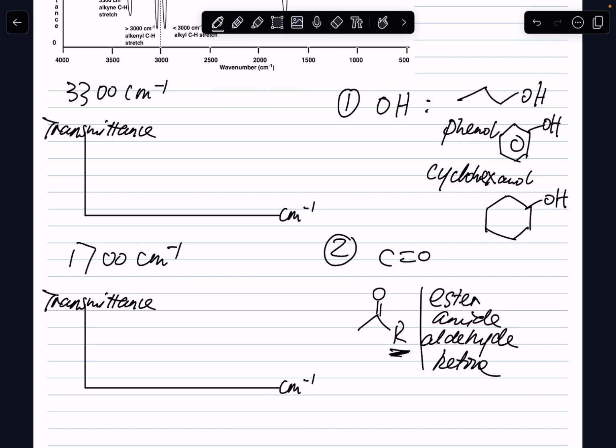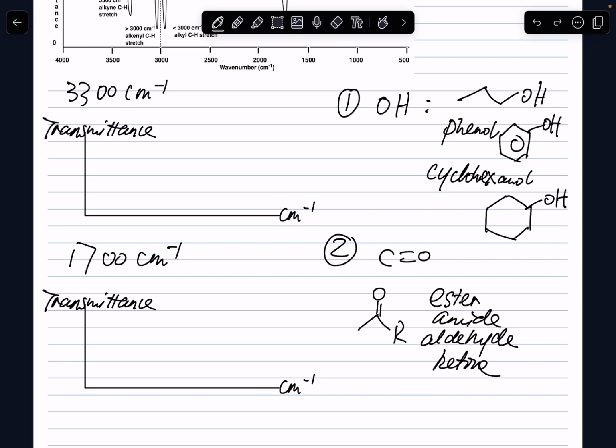Different R groups can give me different molecules, but they all share what? The COO, the carbonyl functional group, right? So that's 1700. That's 17, okay? And then as you can imagine, 32 is larger than 17.